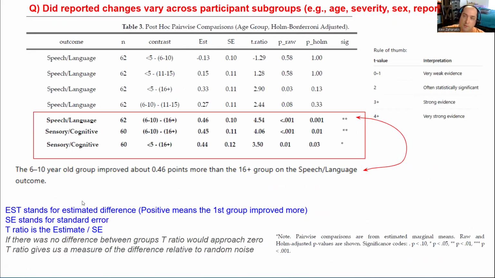So here are those graphs. The tables, I've just chopped up parts of them and put them here so we can fit them on the screen with some of the analyses. So here's the comparative groups, right? 6 to 10 versus 16 for speech and language, 6 to 10 versus 16 for sensory cognition, and then less than 5 to 16 for sensory cognition here. They were all statistically significant even before adjusting the p-values, but adjusting the p-values is more conservative. And you have to do that when you have multiple criteria that you're comparing to.